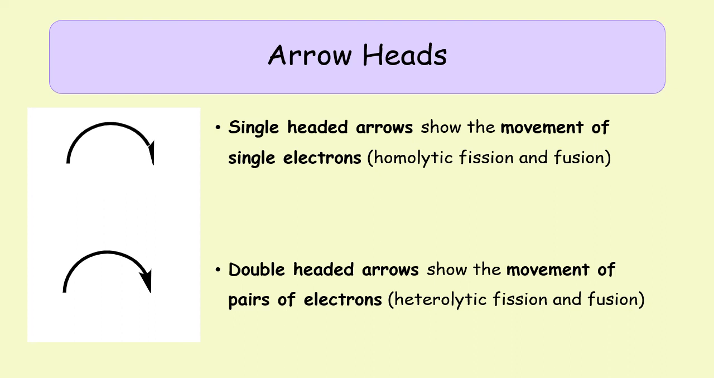And as I said, in all the examples of synthesis reactions that we're going to be doing from this point onwards, it's going to be heterolytic. So you will be using double-headed arrows.